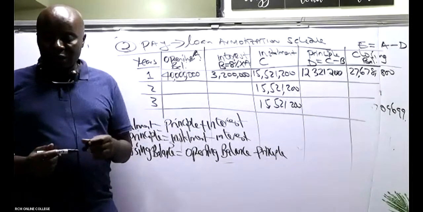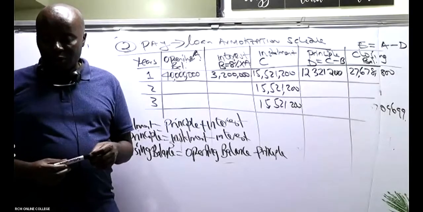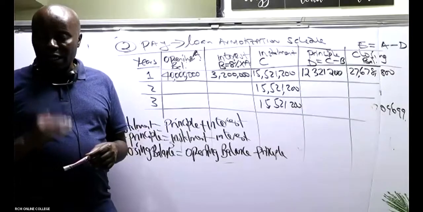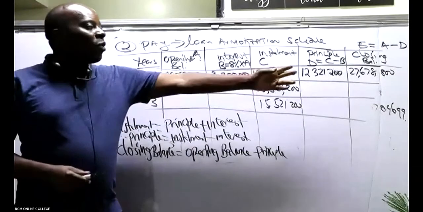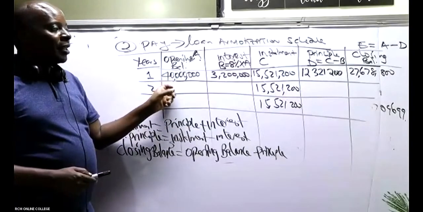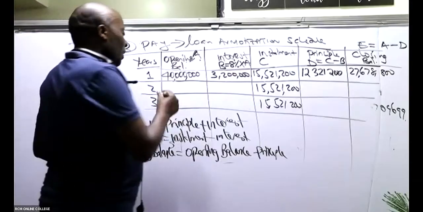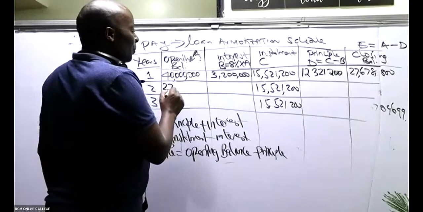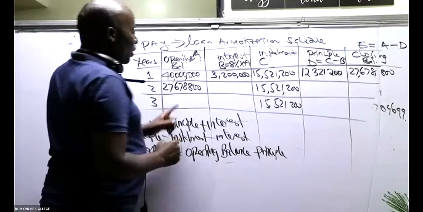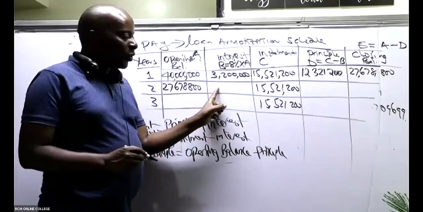Then what do you think about the opening balance of year 2? Somebody, the opening balance of year number 2 will be the closing for year 1. So we bring this closing for year 1 down here. This is what we start with; we closed with it there, we shall open with it here. So we have here 27,678,800. All right. Now this is the amount that we shall use to charge you year 2's interest.